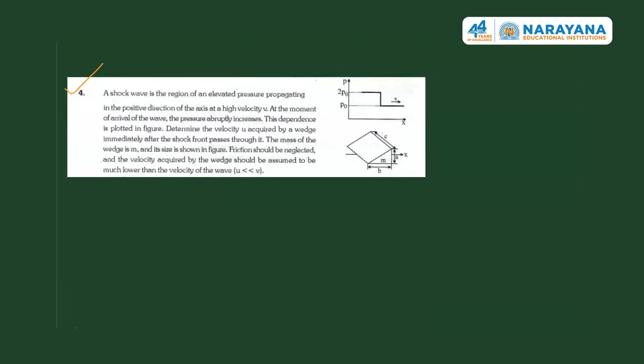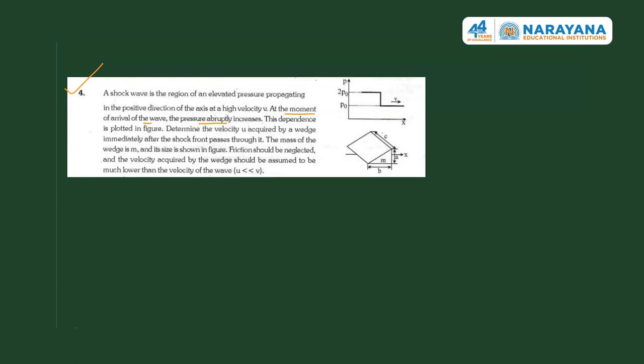And this wave is propagating in the positive direction of the axis with a high velocity v. So it is given that at the moment of arrival of the wave, pressure is abruptly increasing, and the variation of pressure is given to you. That means if the pressure everywhere is P naught, as the wave arrives, the pressure abruptly increases to 2 P naught. And this dependence is plotted in the figure.